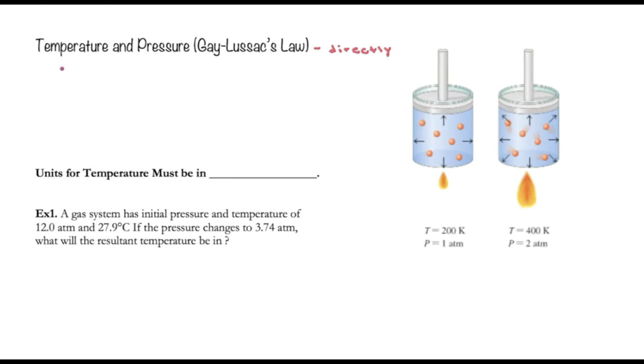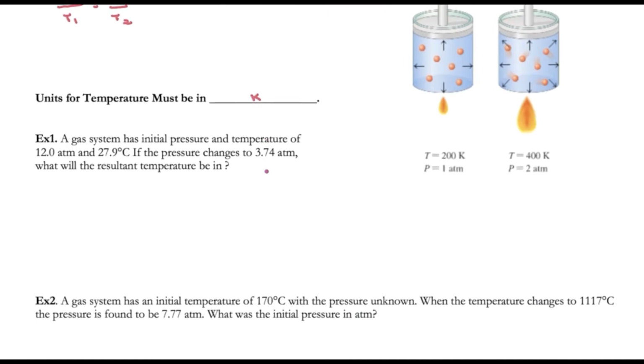All right, so just like with Charles's law, which showed a direct relationship between volume and temperature, for Gay-Lussac's law, the formula is going to be the following: P1 over T1 equals P2 over T2. And keep in mind, just like with Charles's law, the temperature must be in Kelvin. All right, so let's look at some examples here.